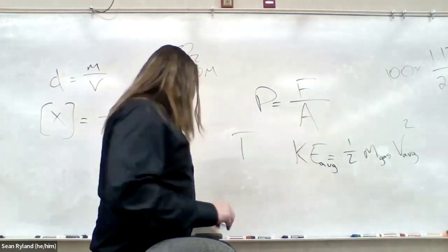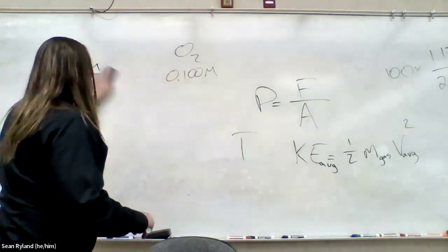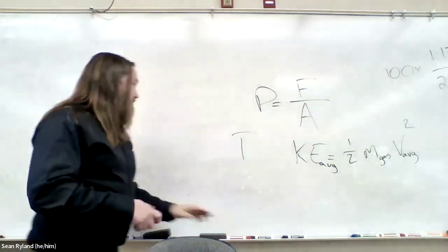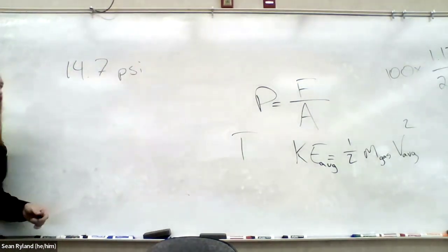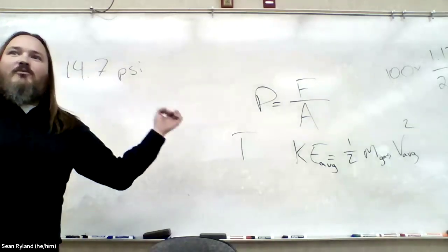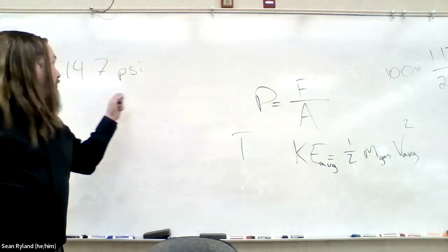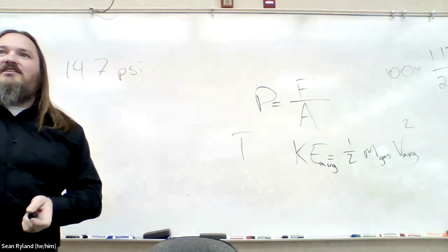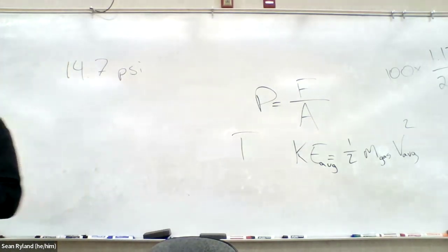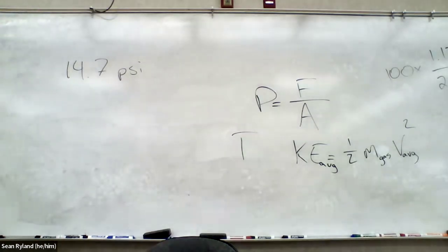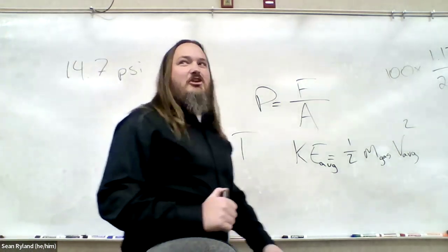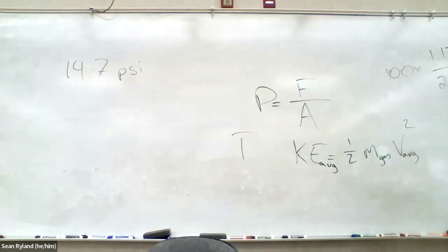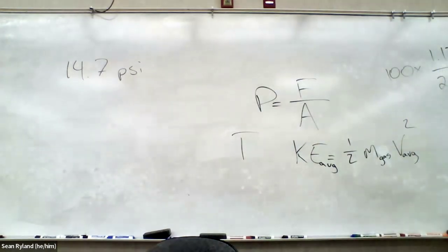Does anybody know what the standard atmospheric pressure is at sea level? 14, I think 14.7. That means over every square inch of your body, there is 14.7 pounds of force at sea level. How come it doesn't feel like that? How come you don't get squished? Because what? Gravity? Indirectly. Because we equalize it. Basically, your body pushes back with the same amount of force.